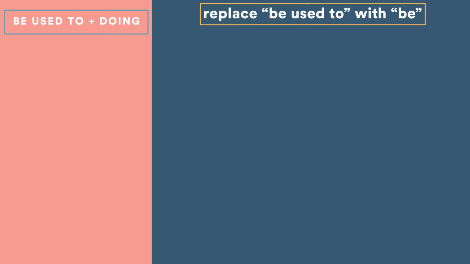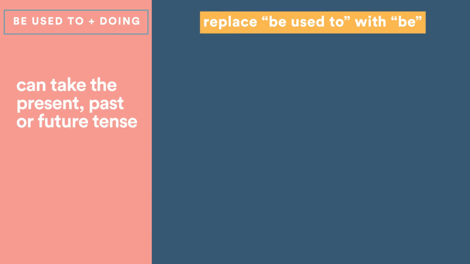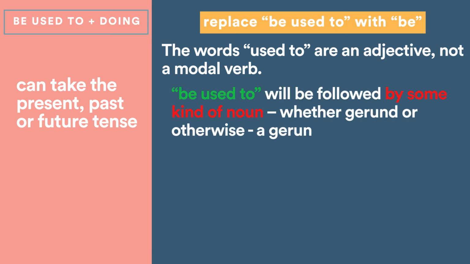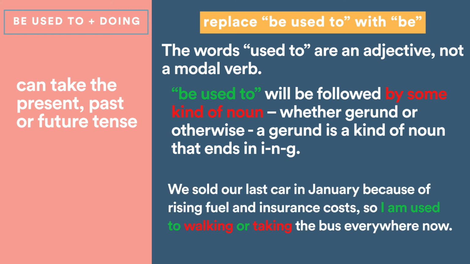In the construction be used to, the verb be can take the present, past or future tense, though future is less common. The words used to are an adjective, not a modal verb. The phrase be used to will be followed by some kind of noun, whether gerund or otherwise. Remember, a gerund is a kind of noun that ends in ing. We sold our last car in January because of rising fuel and insurance costs. So I am used to walking or taking the bus everywhere now.